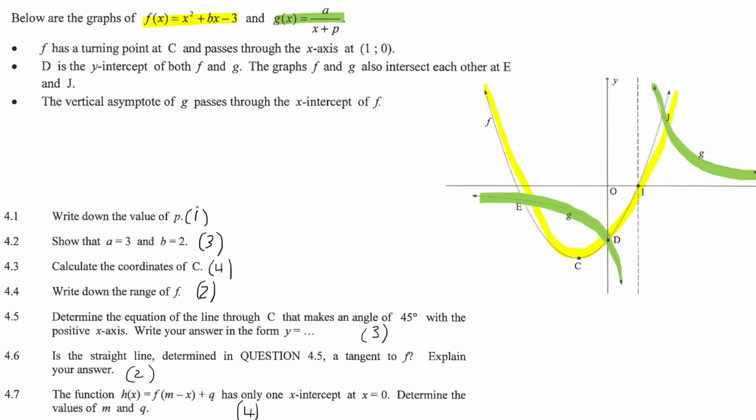First question for 1 mark. Here I've written the marks; I just wrote them out manually, hope that's okay. It says write down the value of p. So where is p? Oh, okay, so p is here. So let's quickly talk about this.